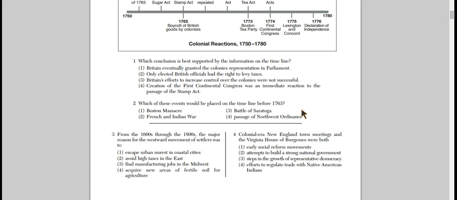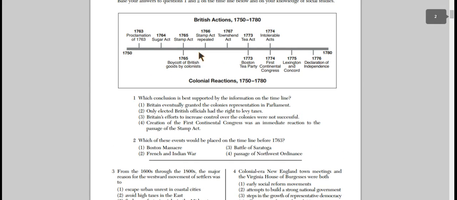Which of these events would be placed on the map before 1763? So I'm looking to put something over here on the map. We have the Boston Massacre, the French and Indian War, the Battle of Saratoga, and the passage of the Northwest Ordinance. All right, so I'm thinking to myself, I don't know when any of these things happened.